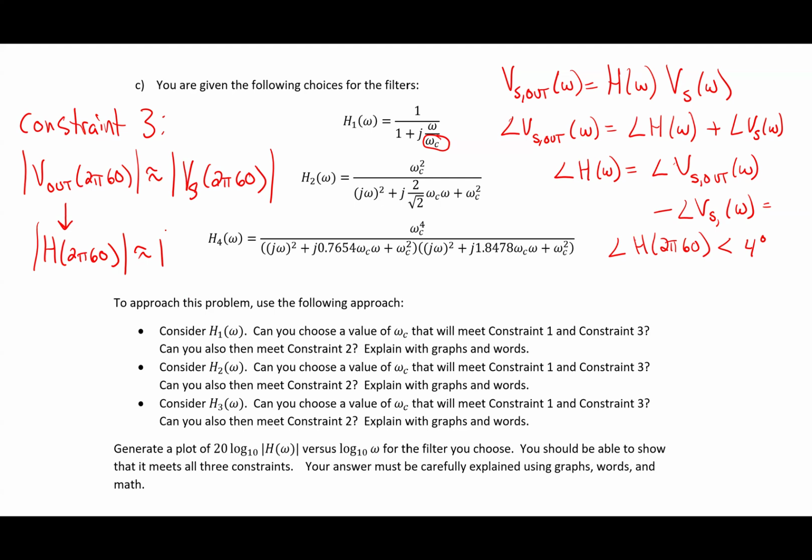So what you're going to do turns out to be fairly straightforward. Basically, you'll try the first filter, H1, and see if you can choose a value of omega C that will meet constraint 1 and constraint number 3. Now, the thing you're going to find out when you do this, and we'll probably go through this example on Tuesday next week, is that you're not going to be able to meet constraint 1 and constraint 3 both with that particular filter. What I'm asking you to do in this problem is to go through the design process to see how the design should work.